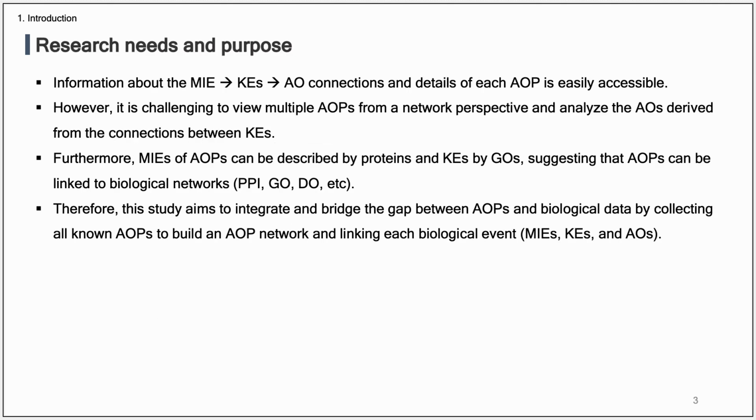You can easily assess the connections to MIE, KEs, AO, and the details of each AOP. However, viewing multiple AOPs from a network perspective and analyzing the AOs derived from the connections between KEs takes work. Furthermore, the MIEs of AOPs can be described by proteins and KEs by GOs, suggesting that AOPs can be connected to biological networks, such as PPI, GO, or DO.